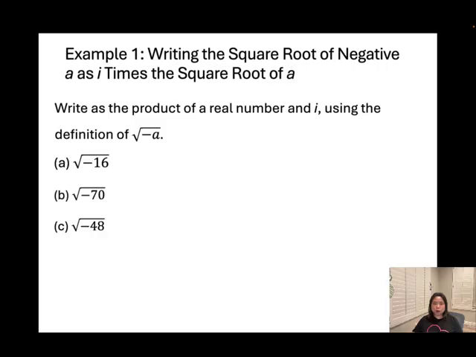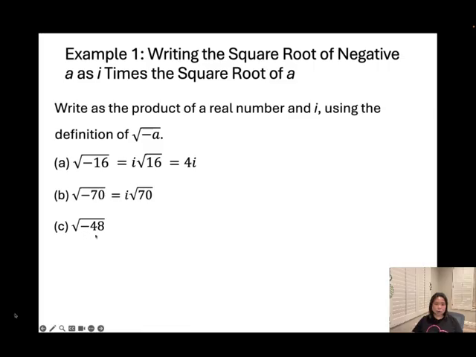Example 1. Write each as the product of a real number and i using the definition of the square root of -a. Okay, first one. This will be i times the square root of 16, and the square root of 16 is 4, so 4i. Same idea, the square root of -1 is i, and then i times the square root of 70. You can't break this number down, since it's 7 times 2 times 5, so this is your final answer.